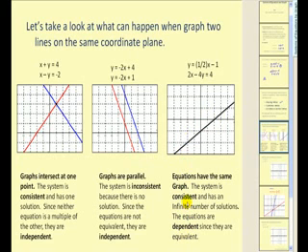So in general, if the system has at least one solution, we call it a consistent system. And if the two equations are different, we have an independent system. And if the two equations are the same, we have a dependent system. I don't focus too much on this vocabulary, but your instructor may.